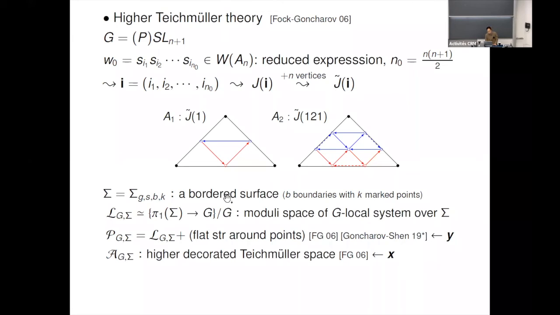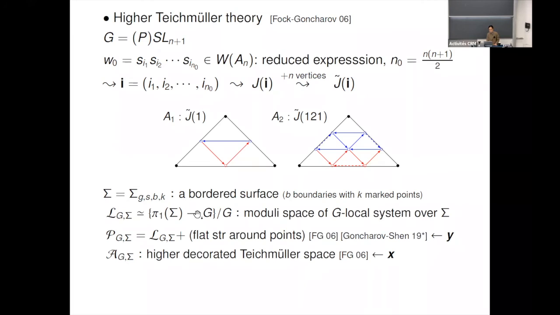Then actually, for simplicity, I take the surface without boundary, but it can be generalized to a bordered surface, of course. So genus G, S inner punctures and B boundaries with K marked points at the boundary. So we can generalize in such a case. And in this case, we can do the same game.